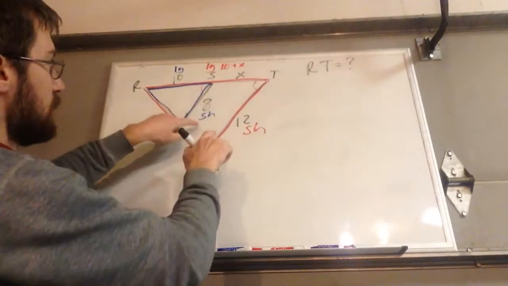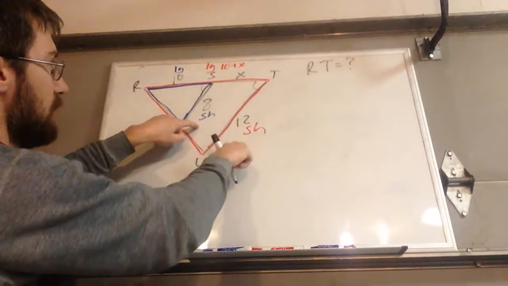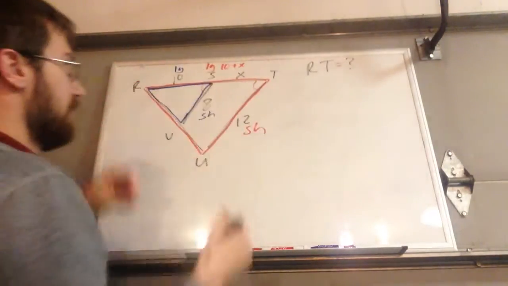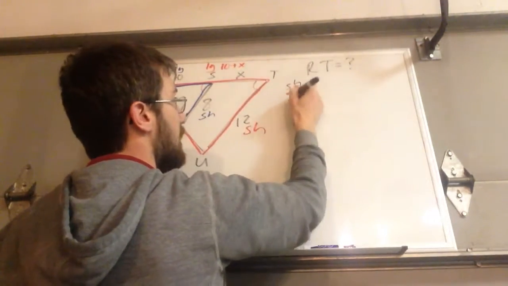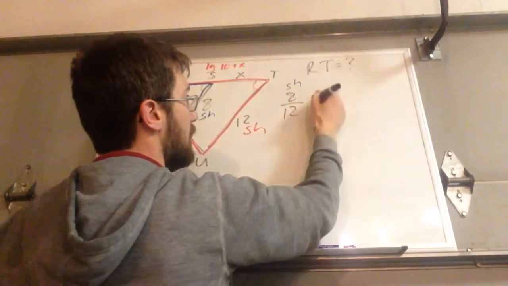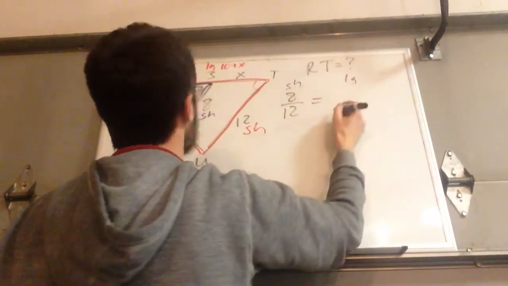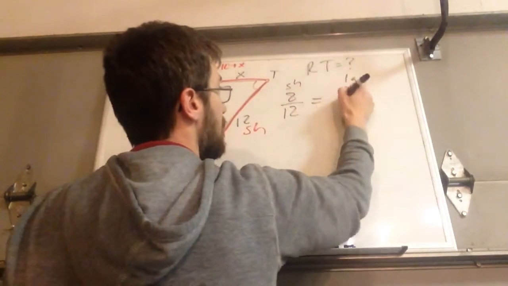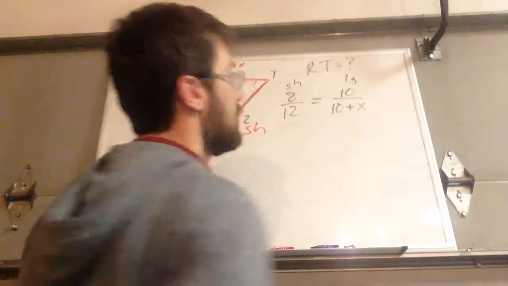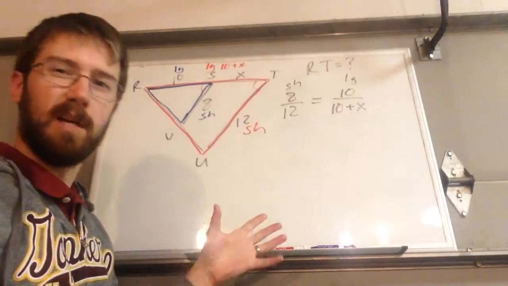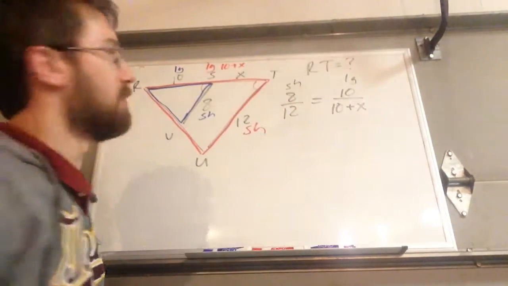Again, I'll go short in the blue to short in the red, then long in the blue over long in the red. So for our short sides, we've got 8 over 12. And for our long sides, we've got 10 on the blue one, and then 10 plus x for the red one. So we've got to use a little more advanced algebra with this one.